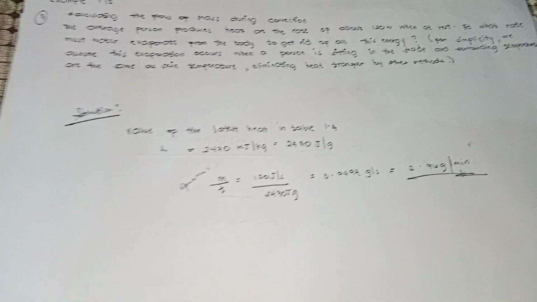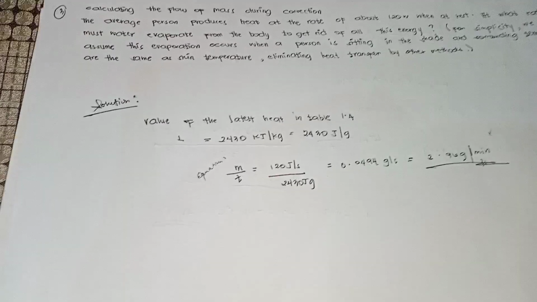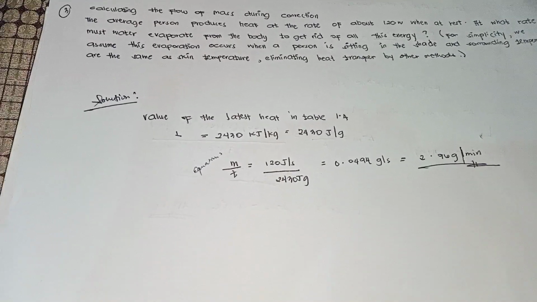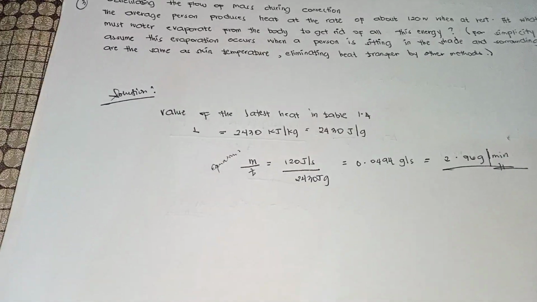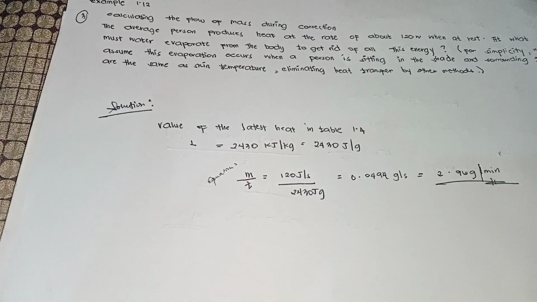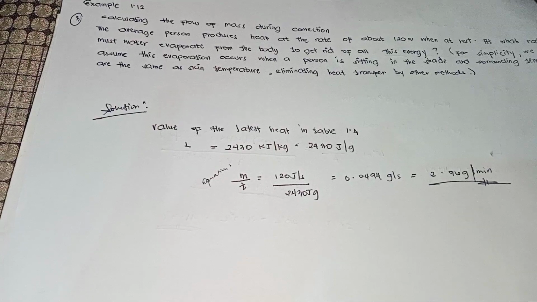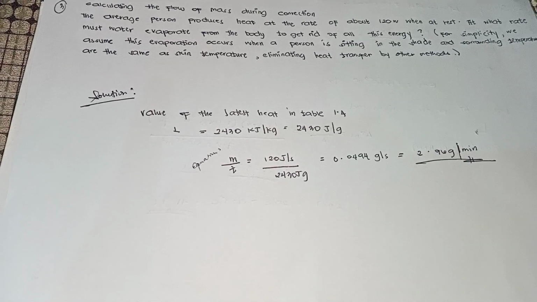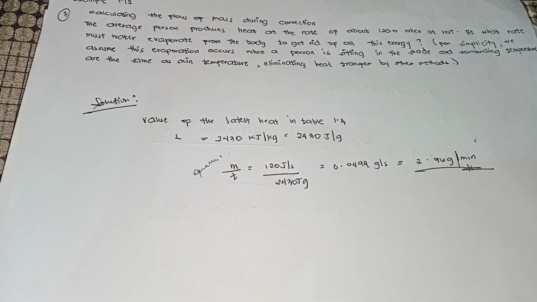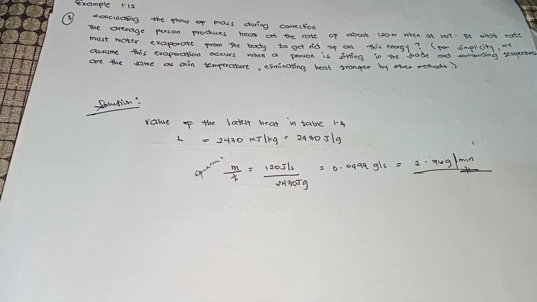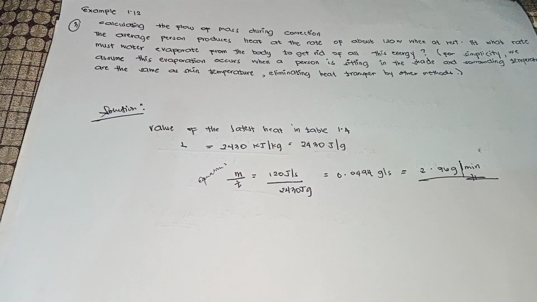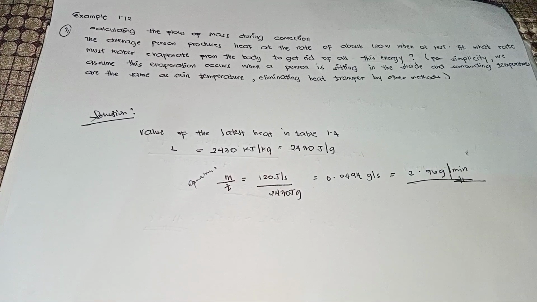Solution: the value of the latent heat is in table 1.4. So L equals 2430 kJ per kg, or 2430 J per g. So the equation is M over T, or mass over time, which equals 120 J per second over 2430 J per g. That gives 0.04994 g per second.